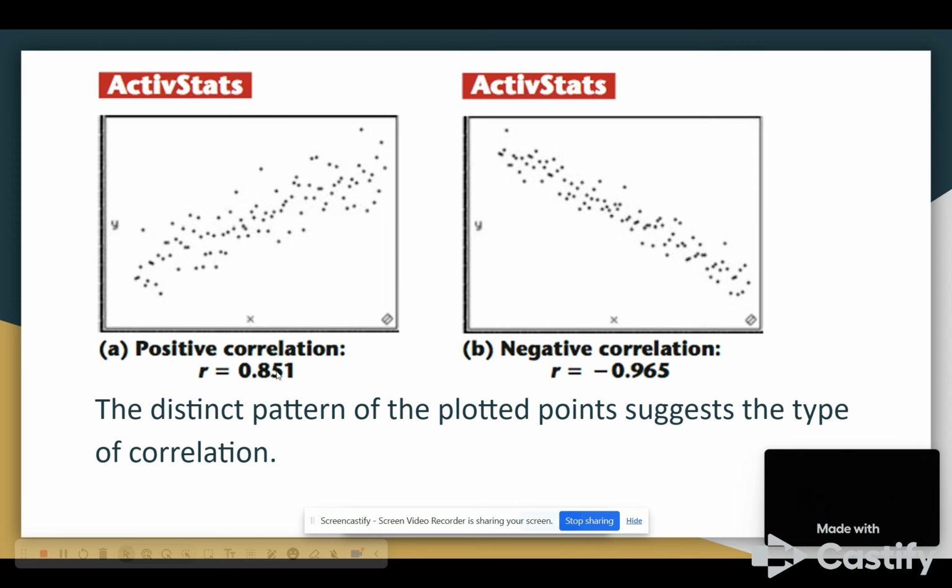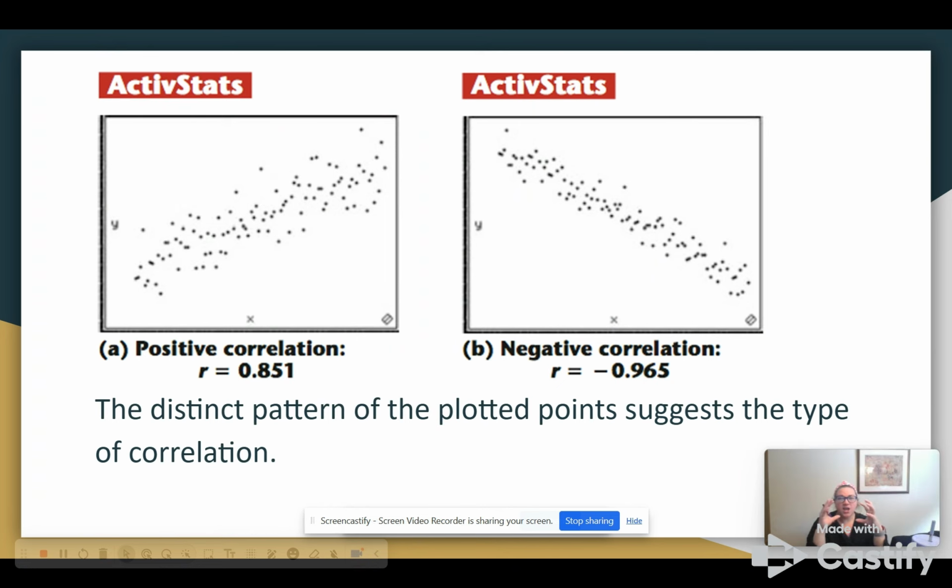Now, you see here this R. The R right there identifies our correlation coefficient. And the closer that is to 1 or -1, the stronger the correlation. What I kind of think of when I think of that is that the tighter the points are together, the stronger that correlation is.